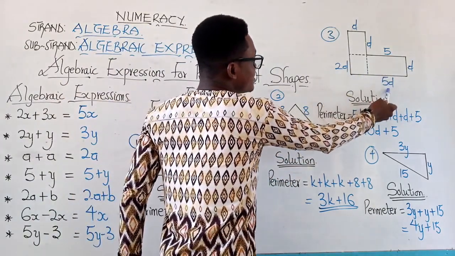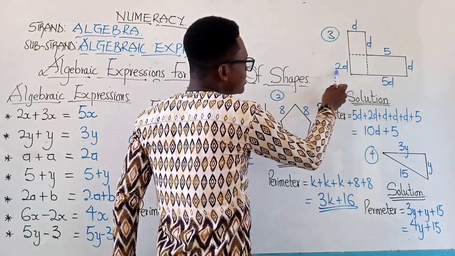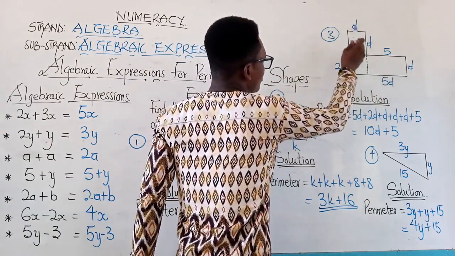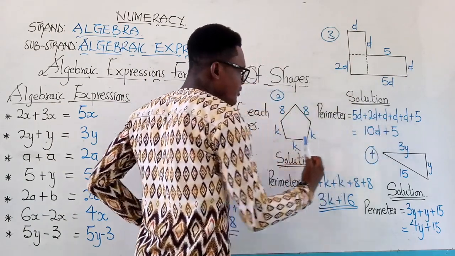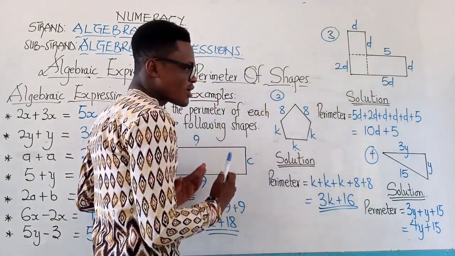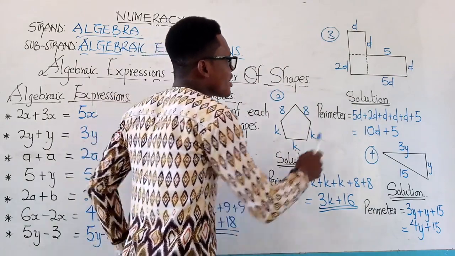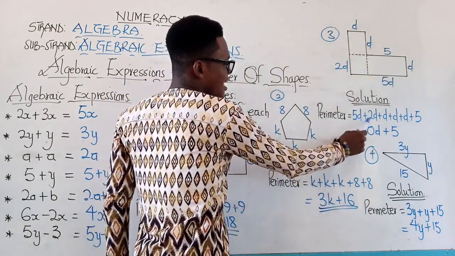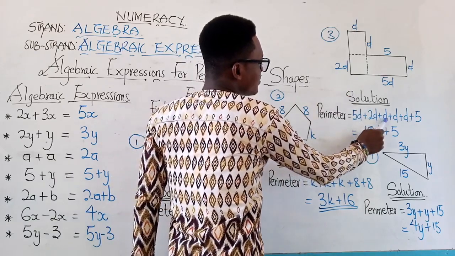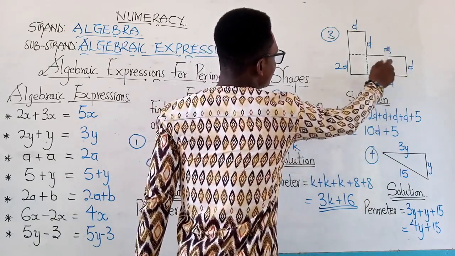So we have our 5D, we have 2D, we have D. We don't see 1D, so D. So you add those ones, so we group them because they look alike, so you group them at one side, and then we have a constant term, that is 5. So 5D plus 2D plus D plus D plus D, as you can see.